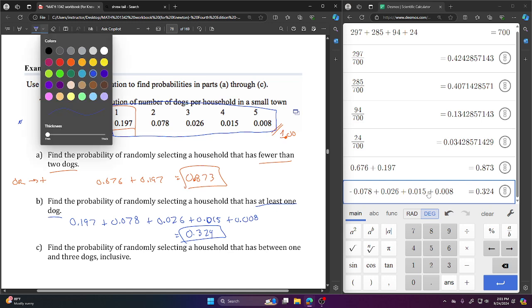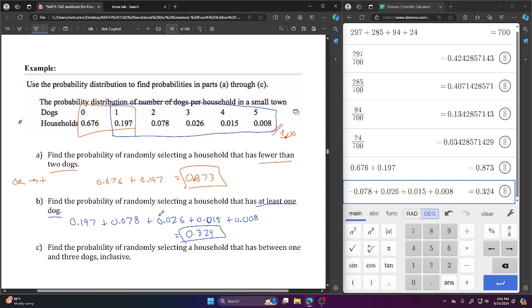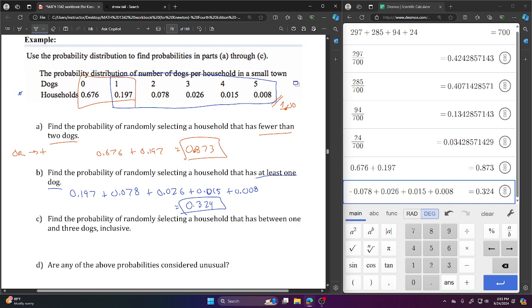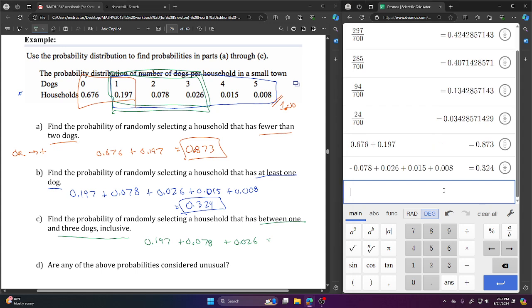All right, and last one. Is this the last one there? No, there's 2 more. Find the probability of between 1 and 3 inclusive. So what numbers are 1 through 3 inclusive? 1, 2, and 3. As opposed to excluding. They might say the word excluding, which would be a little different. Just add them all up again. Cool. 0 to 6. Calculator.